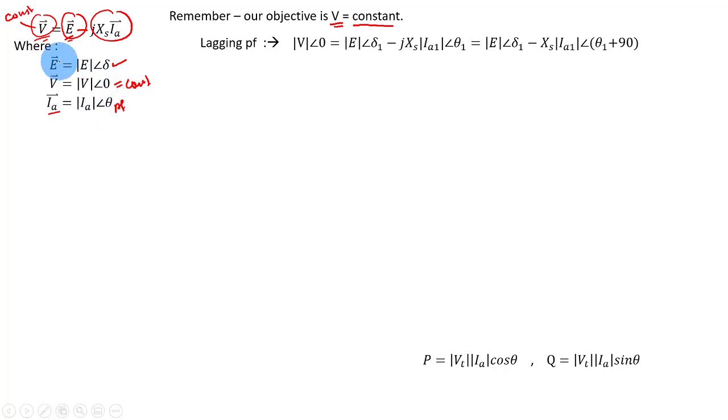All right. So now let's take a look at this equation here. If you want to maintain the phase voltage at a certain value, meaning the induced voltage phasor minus this voltage phasor must always be equal to this. Okay, no matter what.